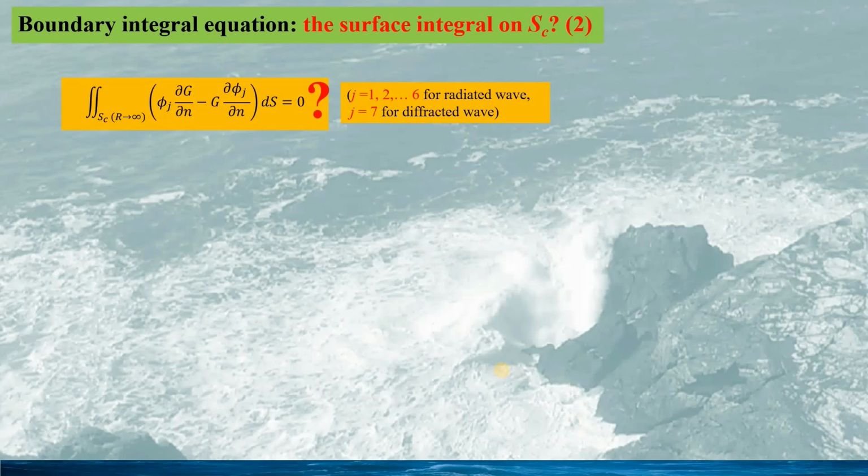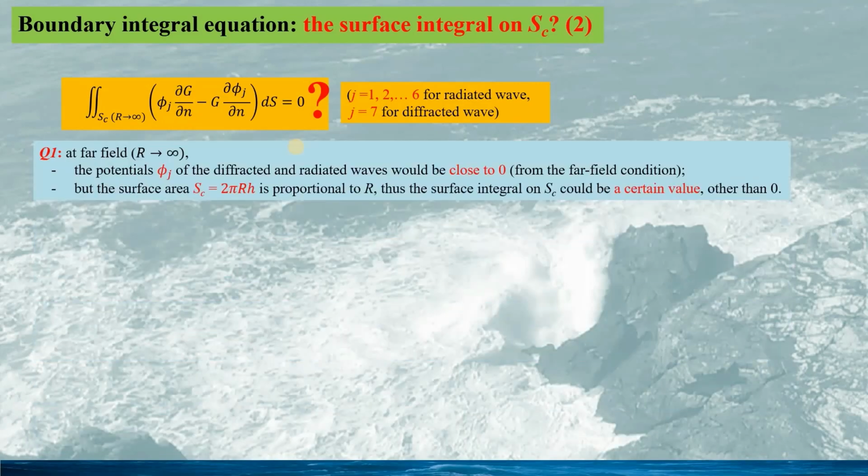The questions are caused by the result of the surface integral on a very large surface SC, which is supposed to be 0 as most researchers have taken. Here, the questions are explained as follows. At the far field, the diffracted and radiated wave potentials would be infinitesimal on the large control surface. This is given by the far field condition.